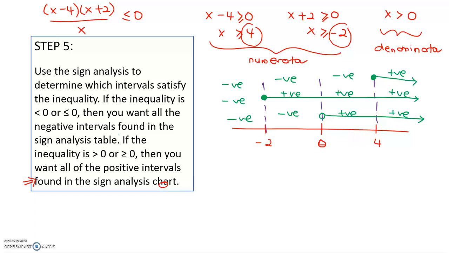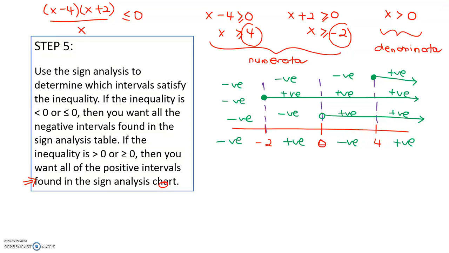Use the sign analysis to determine which interval satisfies the inequality. So we have negative, negative, and negative. This is definitely going to give me a negative answer. Negative, positive, negative. This one is a positive answer. Negative, positive, positive. This one is definitely going to give us a negative answer. Positive, positive, positive. Another positive answer.